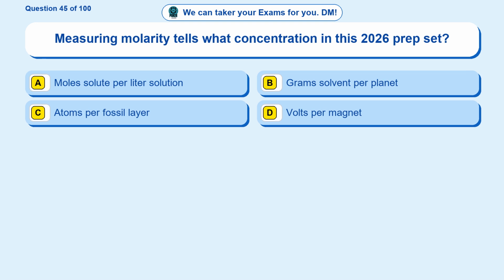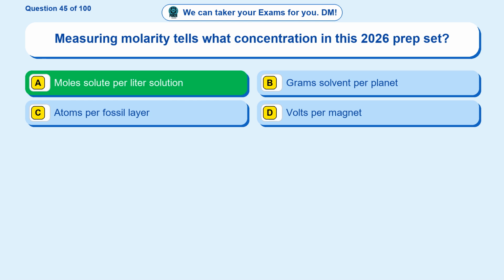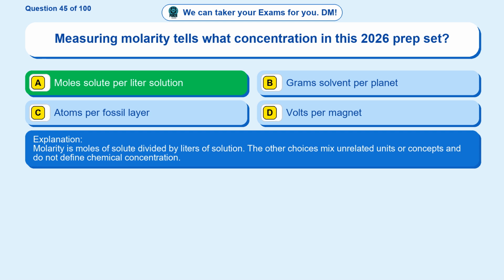Question 45. Measuring molarity tells what concentration in this 2026 prep set? Option A, moles solute per liter solution. Option B, grams solvent per planet. Option C, atoms per fossil layer. Option D, volts per magnet. The correct answer is option A. Moles solute per liter solution. Molarity is moles of solute divided by liters of solution. The other choices mix unrelated units or concepts and do not define chemical concentration.